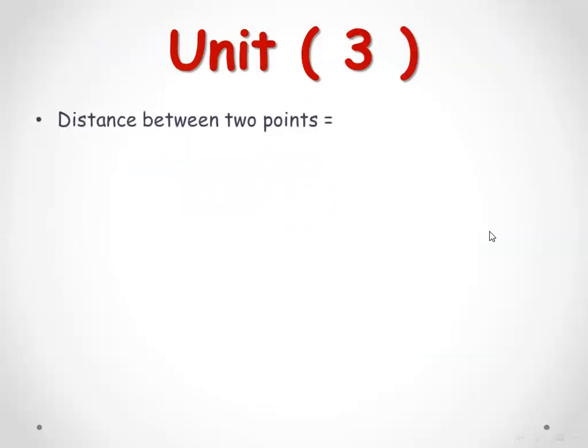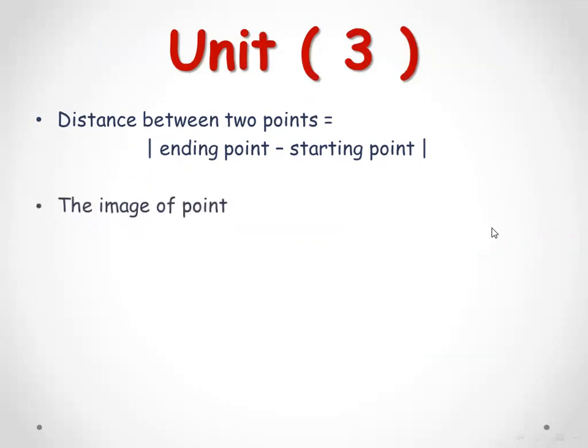Unit 3. Distance between 2 points. How can you get the distance between 2 points? By absolute value of the ending point minus the starting point. If I'm asking for the length of AB, you're going to take the absolute value of B minus A. You're going to see now.